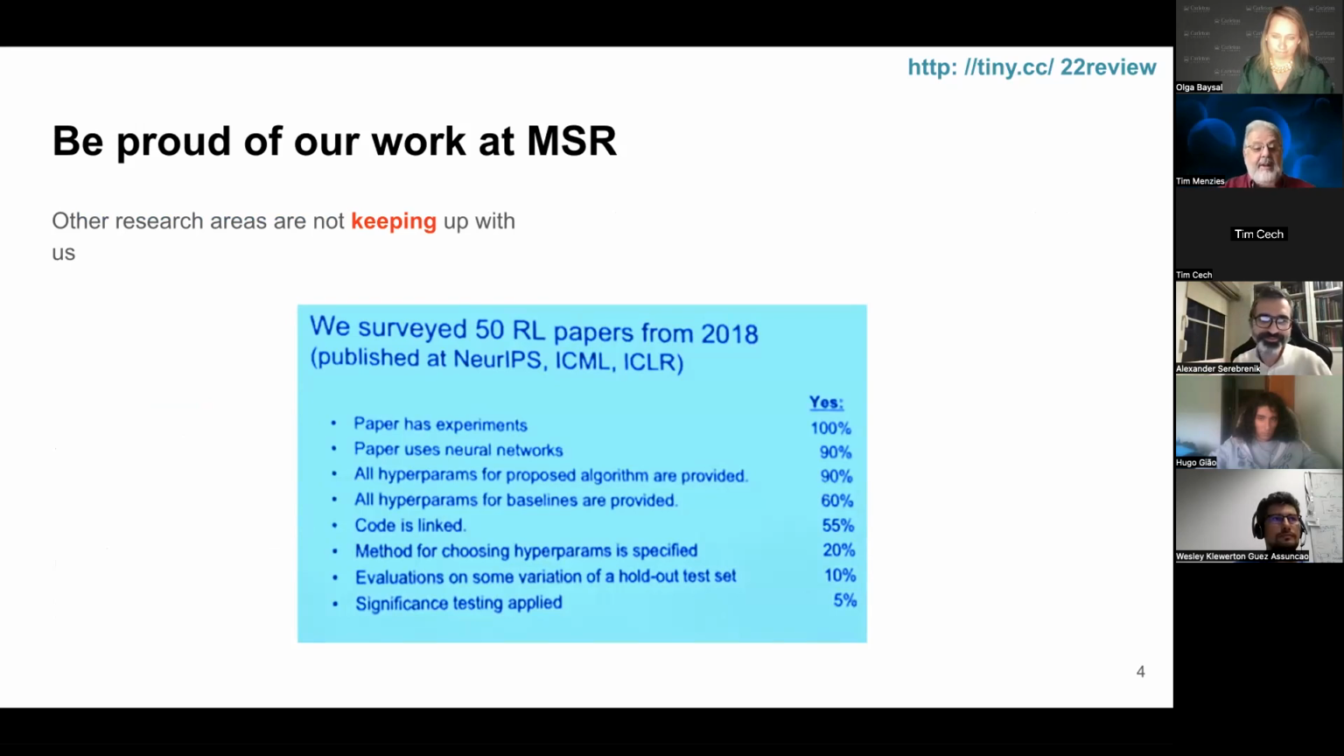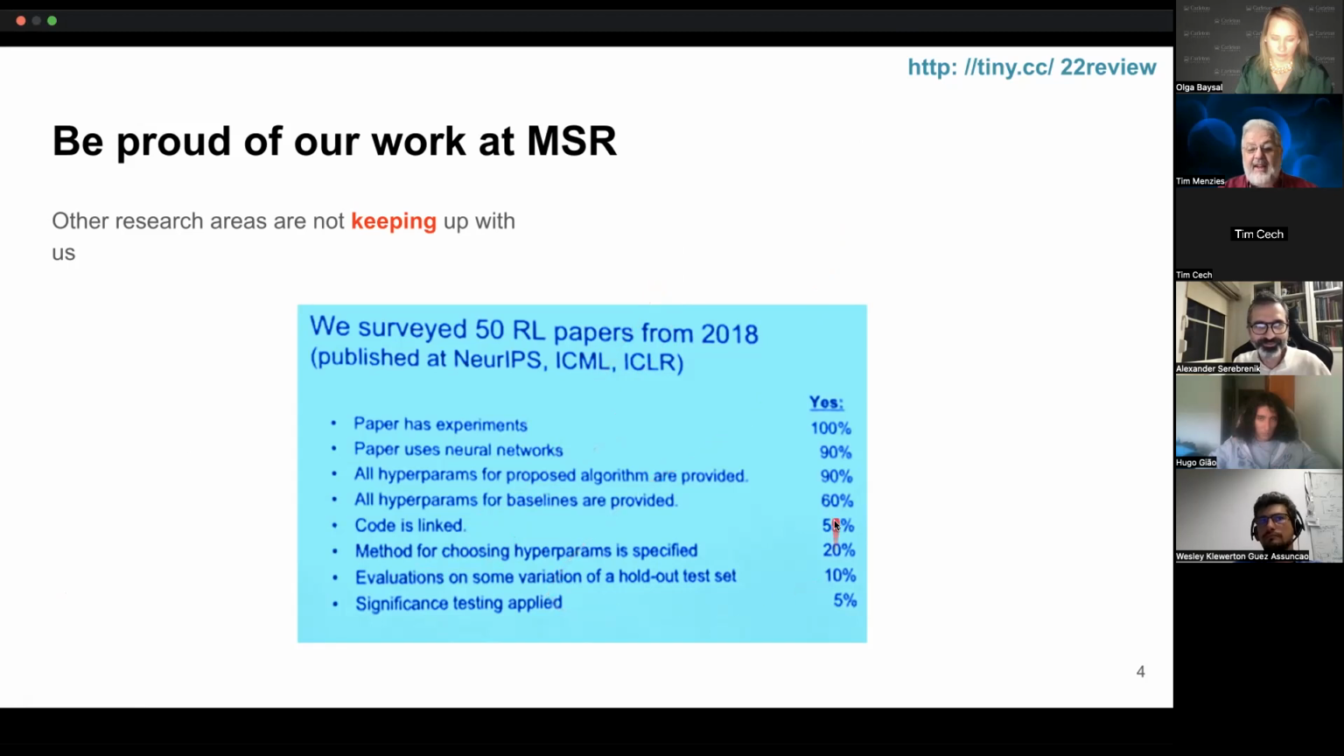And they said, look, wouldn't it be great if we had papers that had experiments and tried different things and explored hyperparameters, and the code is linked and methods for choosing the hyperparameters are actually stated. And then there's things like, wouldn't it be great if we had significance tests? And you can see less and less down here. The thing is, Ahmed and me were sort of kind of giggling because all of these are completely standard in a software engineering paper, and particularly in an MSR paper.